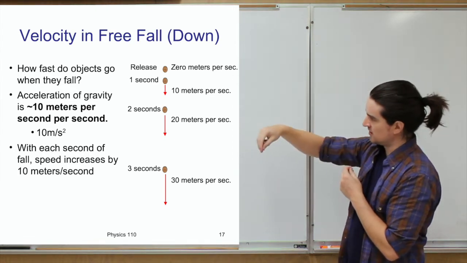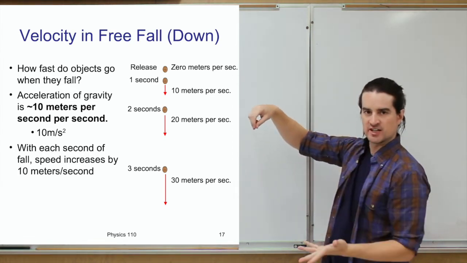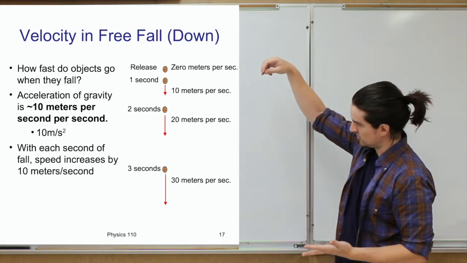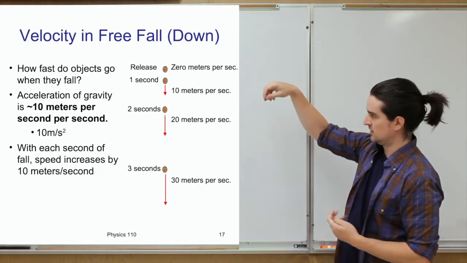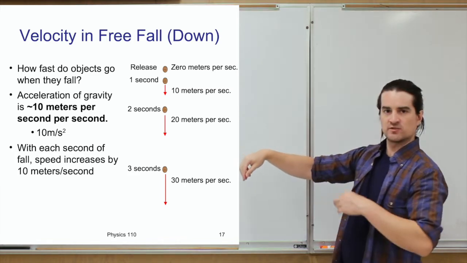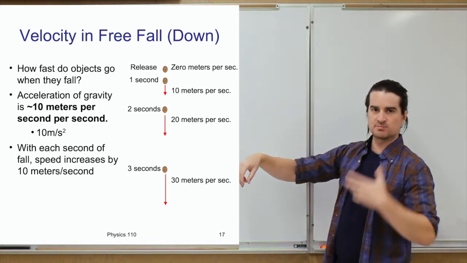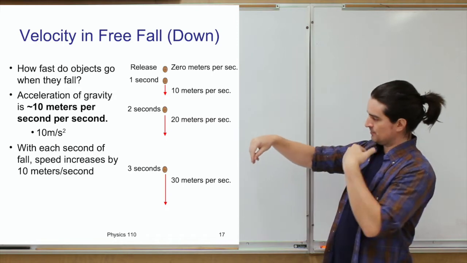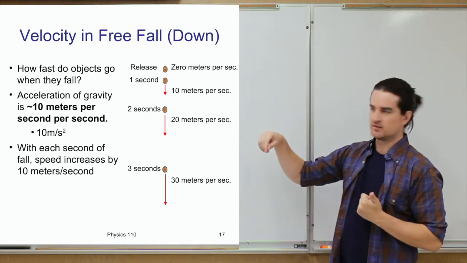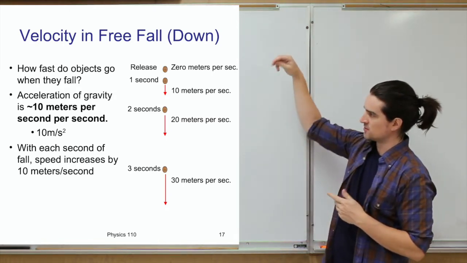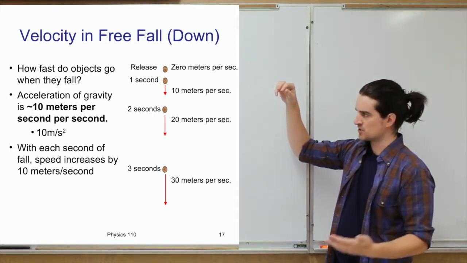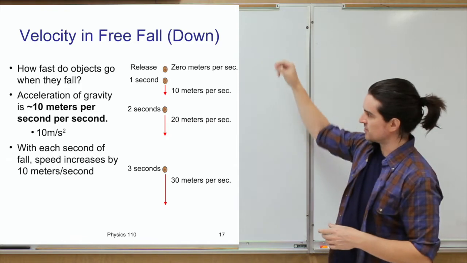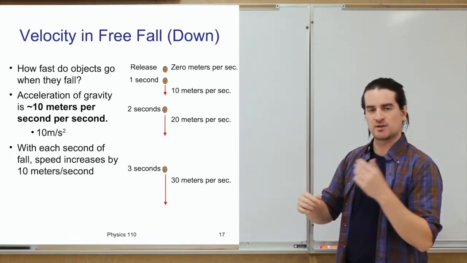In the next second, it will have increased its velocity another 10 meters per second. So after 2 seconds, it now will be moving at 20 meters per second. After 3 seconds, it will increase its velocity again, because it's been continually being accelerated, to now 30 meters per second. So this is what is meant by an acceleration of 10 meters per second every second, or 10 meters per second per second. So every second you increase this object's velocity by 10 meters per second.